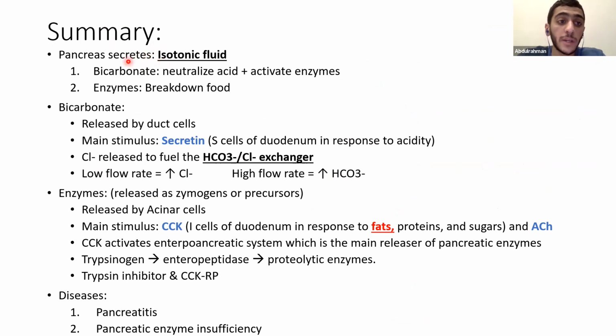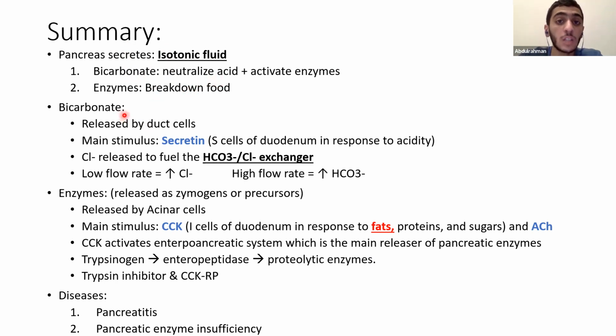So, the pancreas mainly is responsible for secreting an isotonic fluid. Isotonicity is determined by the sodium. The acinar cells are releasing sodium that won't be changed, therefore the pancreatic fluid is going to remain isotonic. Now, the main function is releasing bicarbonate and enzymes. Enzymes to break down and absorb the food, and the bicarbonate, which is responsible for neutralizing the acid and activating the enzymes.